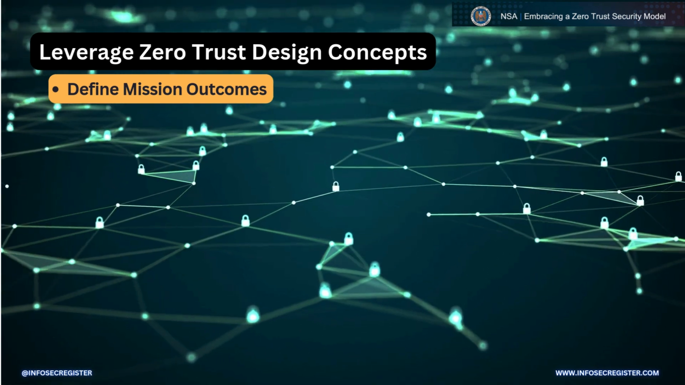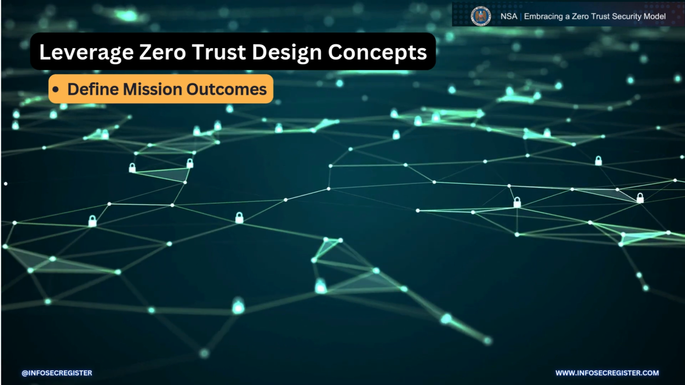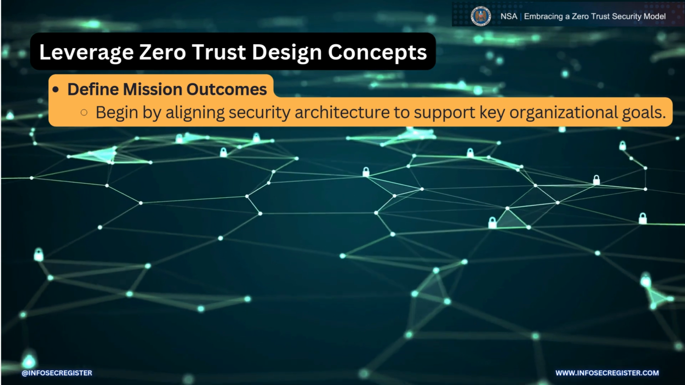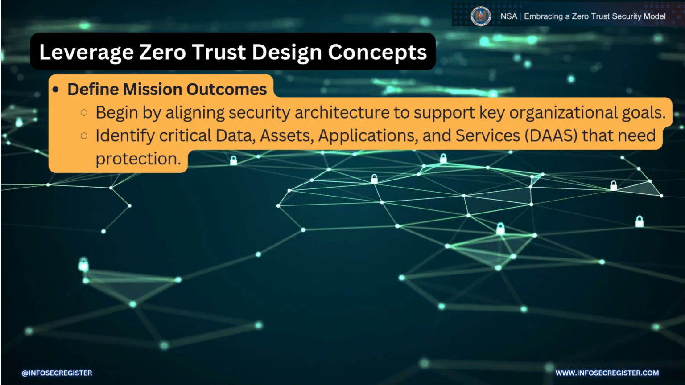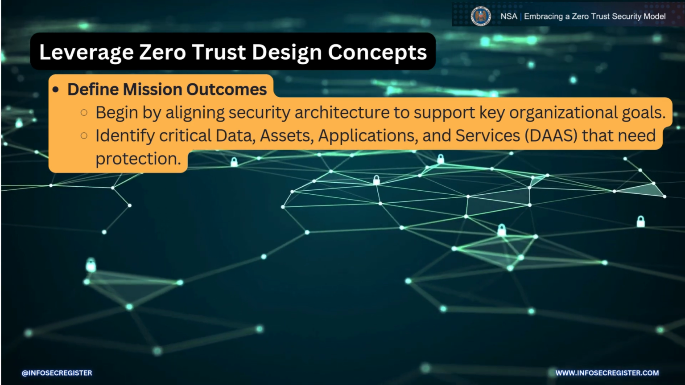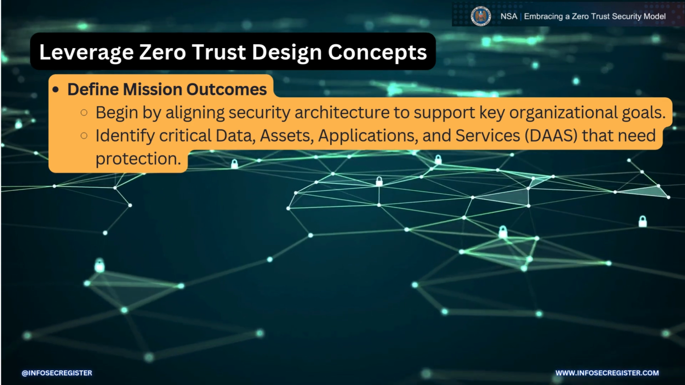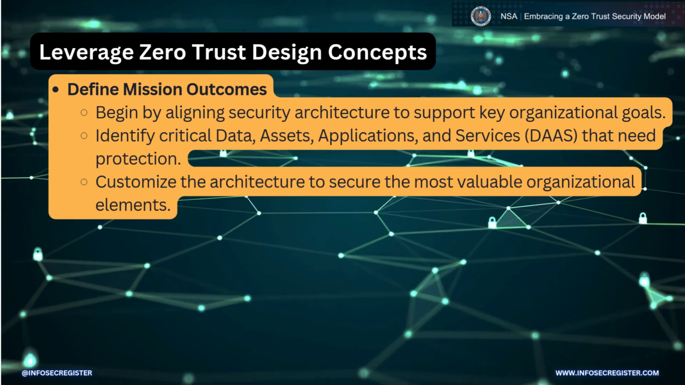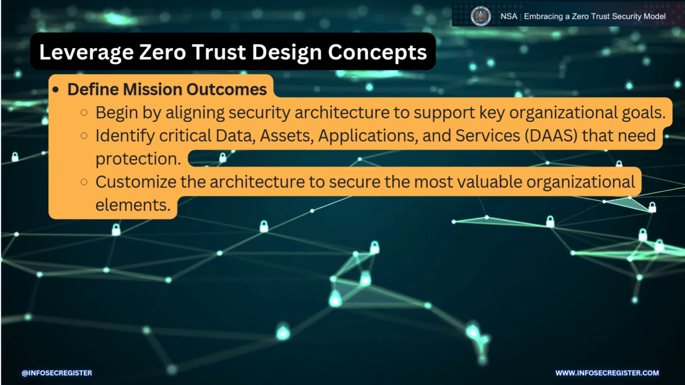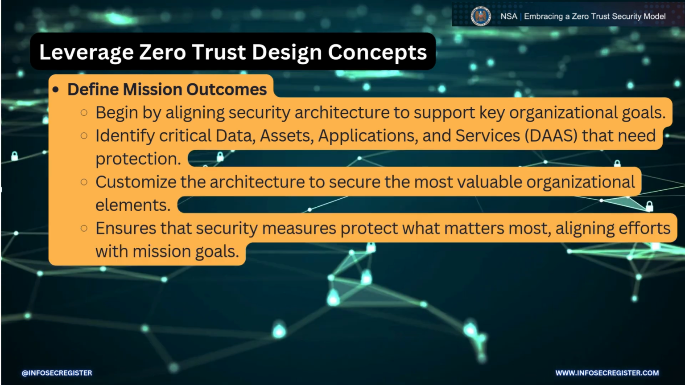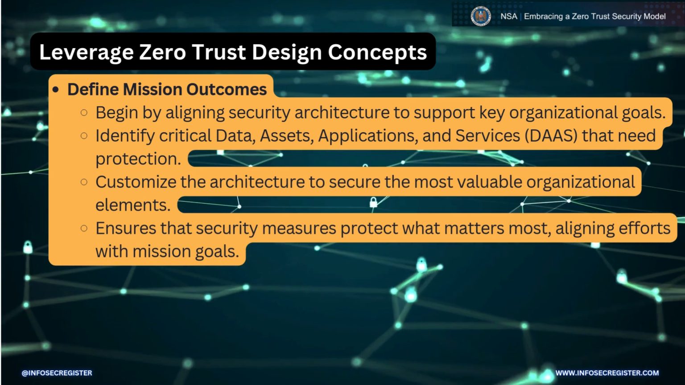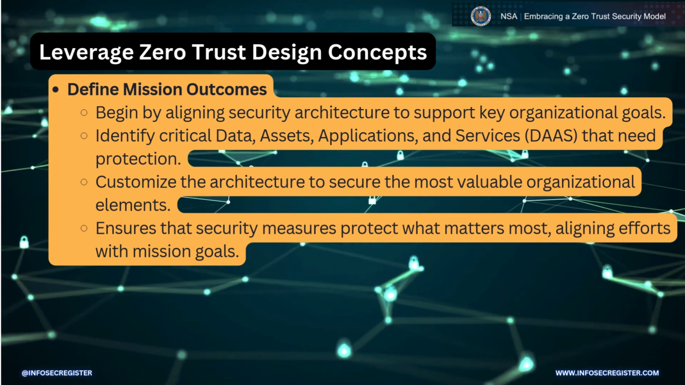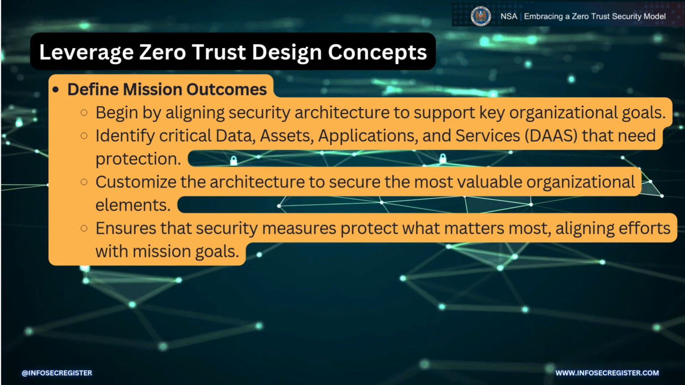Define mission outcomes. The first step in leveraging Zero Trust design concepts is to align your architecture with specific organizational mission requirements. This involves identifying your critical data, assets, applications, and services, collectively referred to as DAS. Understanding what your organization values most allows you to tailor the Zero Trust architecture to meet those specific needs effectively. By defining these mission outcomes, you create a strong foundation for your security model, ensuring that protection efforts are aligned with the most important organizational goals.